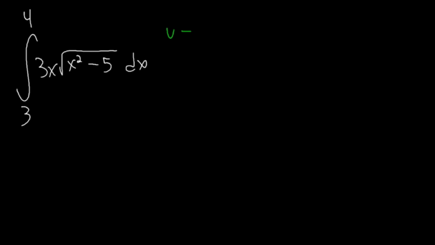Here we have the integral from 3 to 4 of 3x times the square root of x squared minus 5 dx. Now, what do you think we should set as u? That's right, x squared minus 5, because that function's derivative is also in this integral. Now we can set du as 2x and begin simplifying.